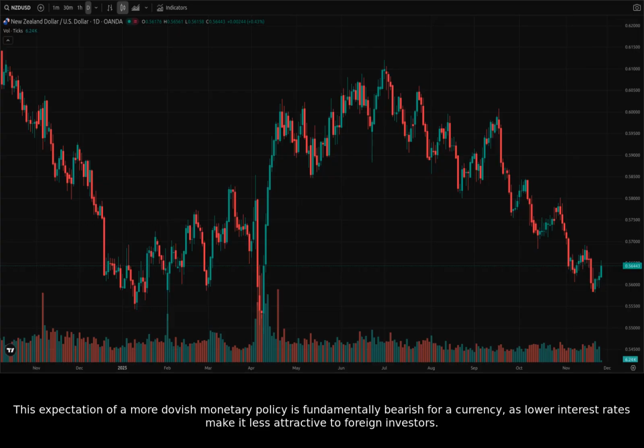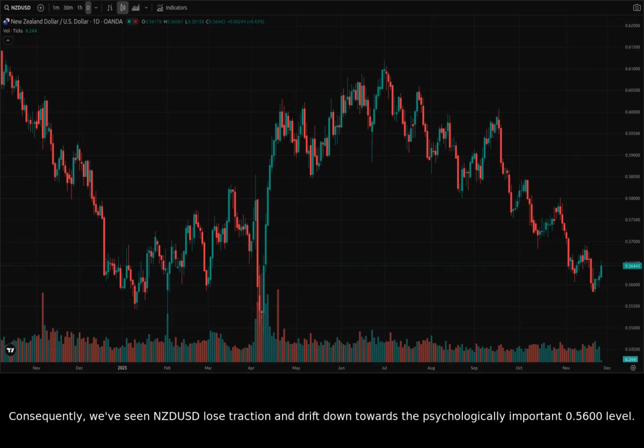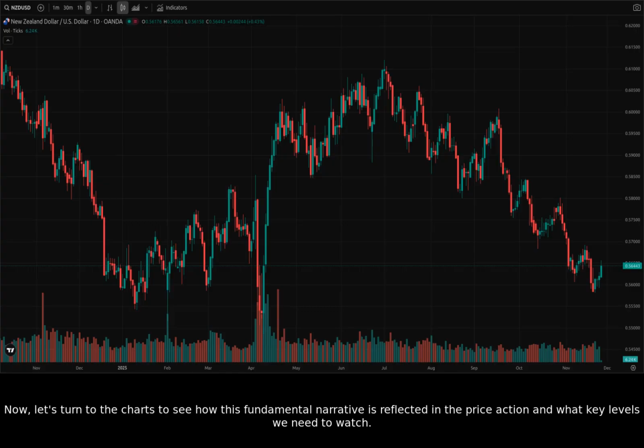This expectation of a more dovish monetary policy is fundamentally bearish for a currency, as lower interest rates make it less attractive to foreign investors. Consequently, we've seen NZDUSD lose traction and drift down towards the psychologically important 0.5600 level. Now, let's turn to the charts to see how this fundamental narrative is reflected in the price action and what key levels we need to watch.